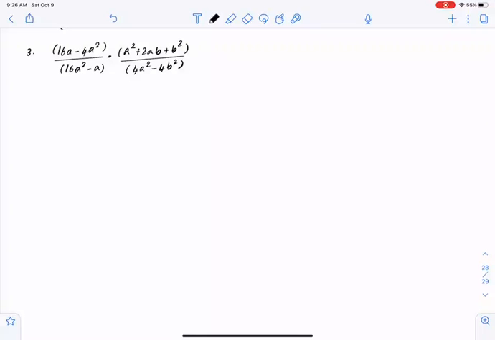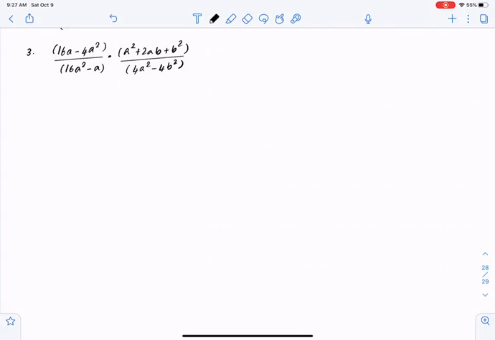So this looks like a very complicated problem, but I don't think so. We could do this easily. So we simplify each rational expression first, then we move on to multiplication.